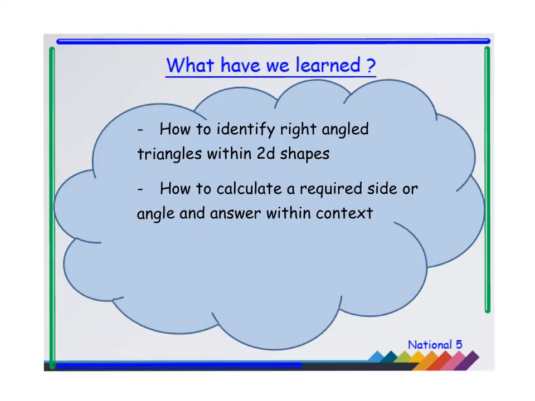So what have we learned? Hopefully you've learned how to spot right angle triangles within 2D shapes. It is usually isosceles, equilateral triangles, and the odd rhombus thrown in, maybe a kite. And hopefully we've learned how to calculate the required side or angle and answer your question in context. And we spoke about if it is a 'does this meet requirements' question, you must do a numerical comparison.